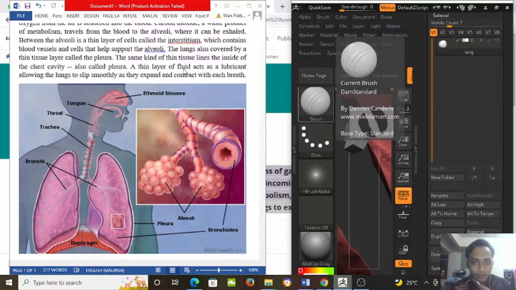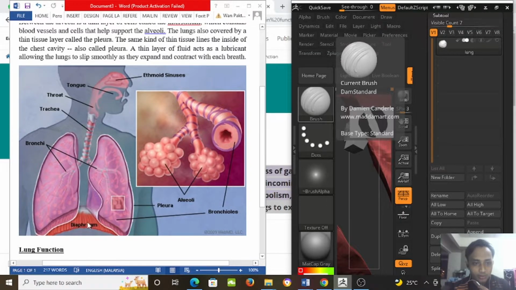A thin layer of fluid acts as a lubricant, allowing the lungs to slip smoothly as they expand and contract with each breath. So the pleura has a kind of lubricant to make the lung slip smoothly when it expands and contracts. When it expands and contracts, the diaphragm also will expand and contract.